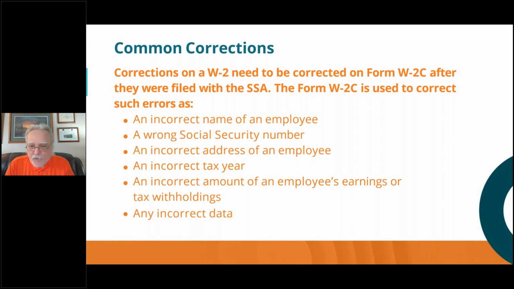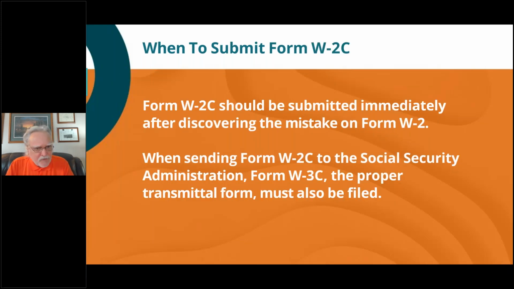Incorrect amounts on employees' earnings or tax withholdings. That could be just a withholding error, a regulation you missed, anything that would affect the actual amount that has been withheld. So essentially, any incorrect data that you have on a W-2, you will need to use the W2C to correct it. It should be submitted as soon as you know there's a problem.